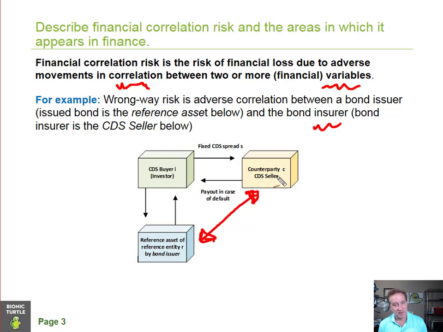If you think about that, that would be very significant to you as a CDS buyer. In a worst case scenario, if this reference asset really deteriorates to the point where it is likely to default, at that moment, you don't want your counterparty's credit quality to also be deteriorating. So that adverse correlation here would be an instance of wrong way risk.